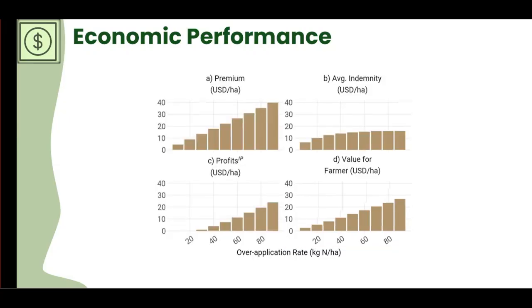So one thing to see here also is that both the profits for the insurance provider and for the farmer are very high in those high over-application rate farmers, right? So those should be our best customers. If we were starting this insurance, we should try to find that 5% or 10% that over-applies the most first.